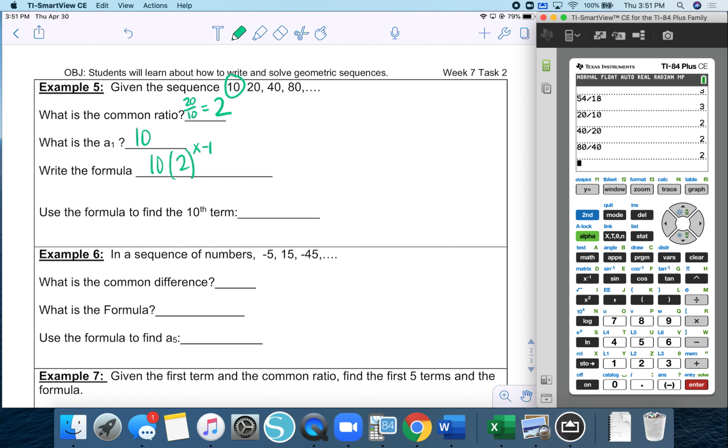Then to use that formula for the 10th term, I would do 10 times 2 raised to the 10 minus 1, which would be 9. You can also, if you have a graphing calculator, type in 10 minus 1 and you get 5120. Now I want to show you very quickly on your calculator on a phone how you would do that, and then I will continue with the last parts.